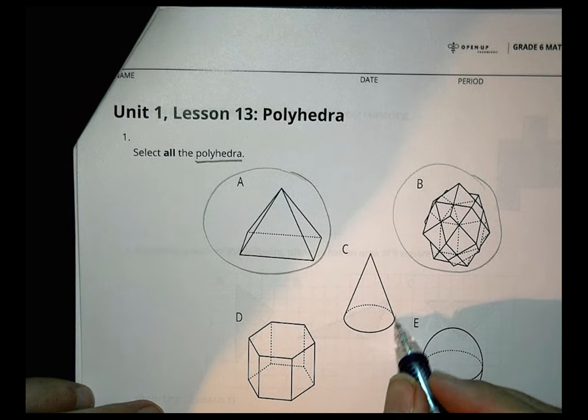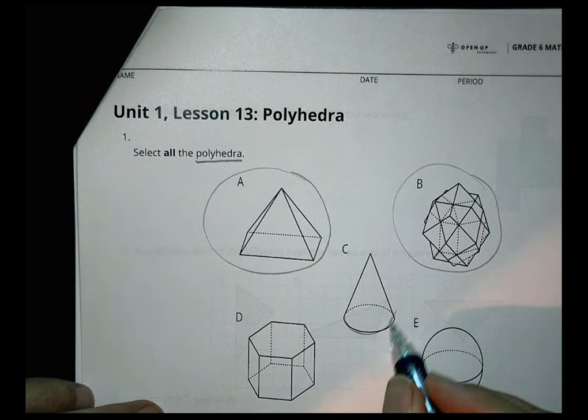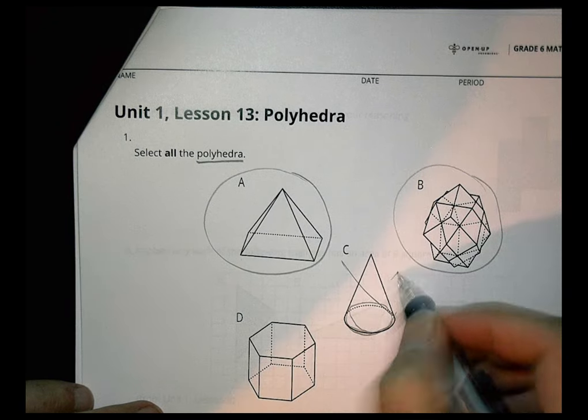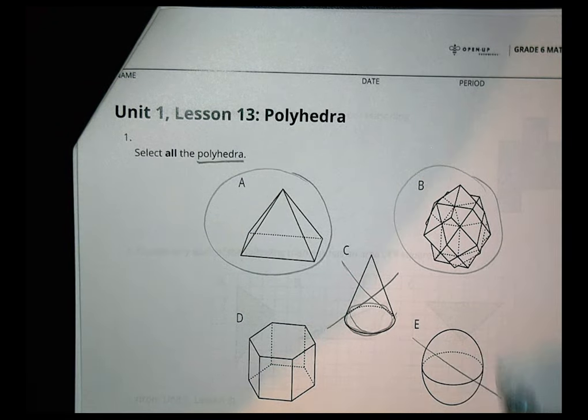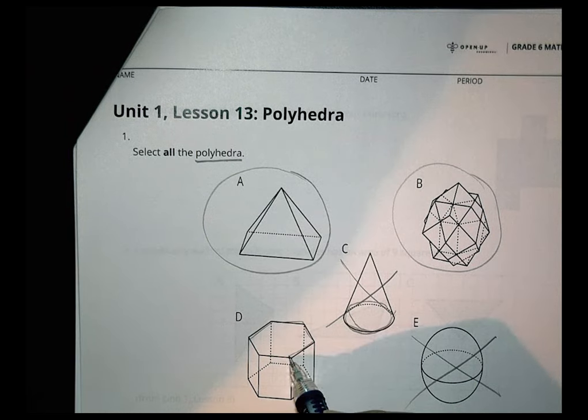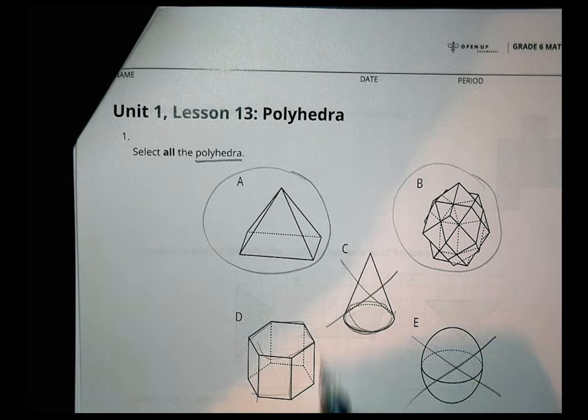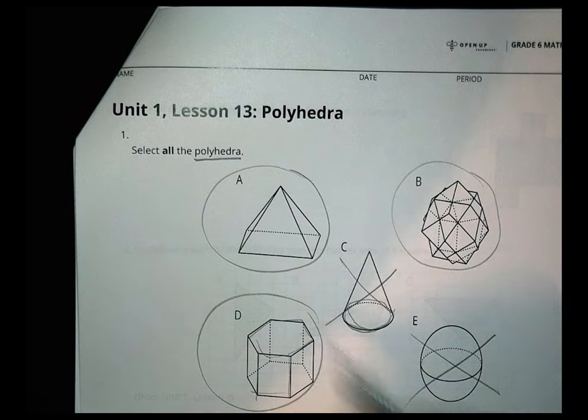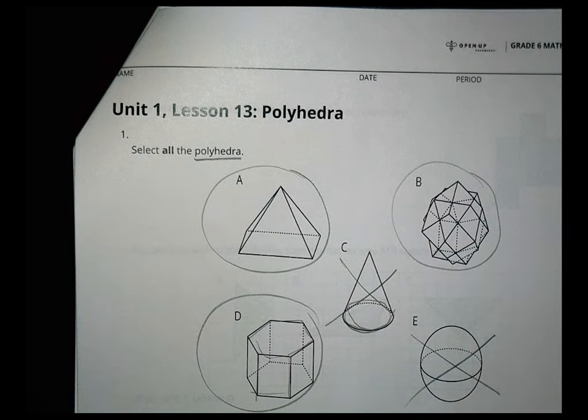C has this curve, right? And what do we say? We can't use the curve, so curve's not gonna work, so no to C. E is also curvy, so no to E. And then D, we have straight edges, we have polygons you recognize, and everything's closed in, so D would work as well. We'd say A, B, and D.